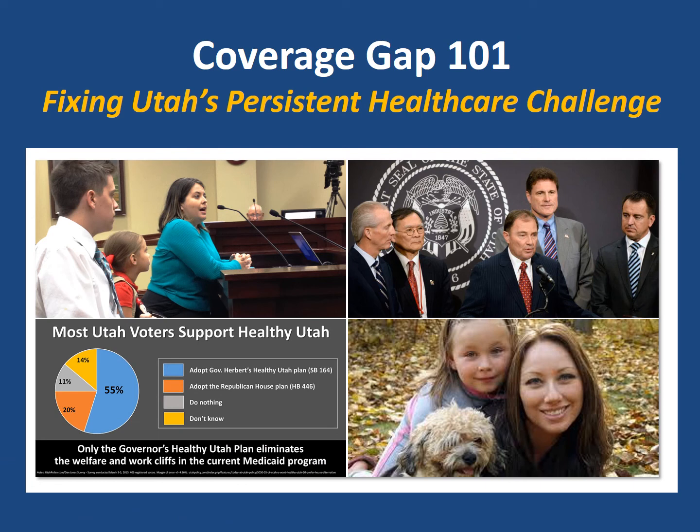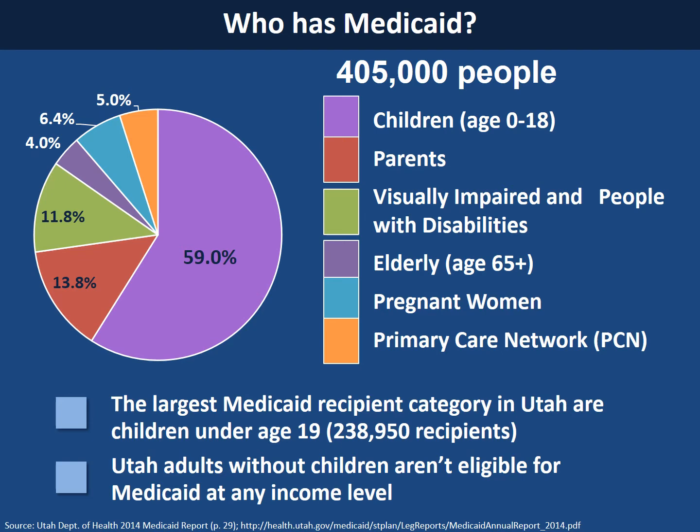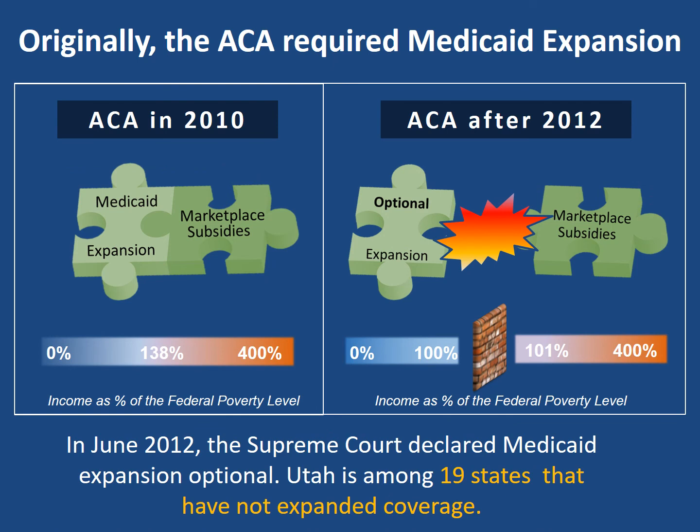So let's go back and talk again about this coverage gap, the Medicaid gap. What happened was, well, let's touch first on who has Medicaid. In Utah, there's about 400,000 people signed up for Medicaid, most of which are children. But when they wrote the Affordable Care Act, they had in mind universal health coverage, right? For the vast majority of people, they could get health insurance if they wanted it.